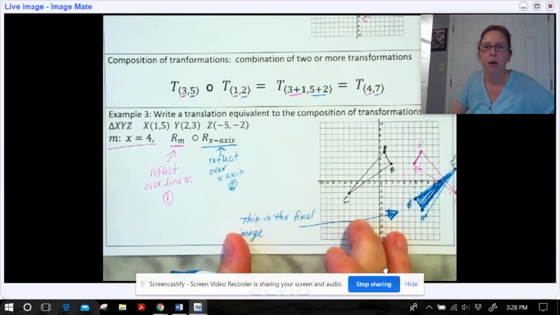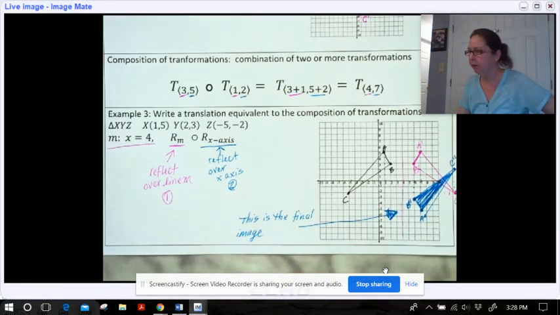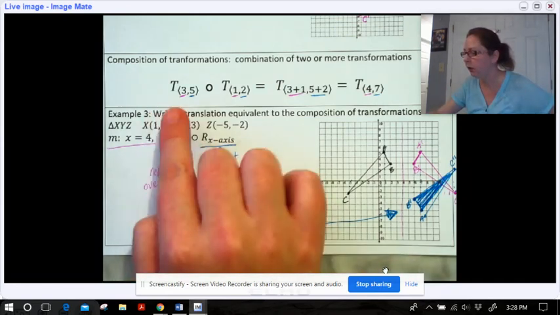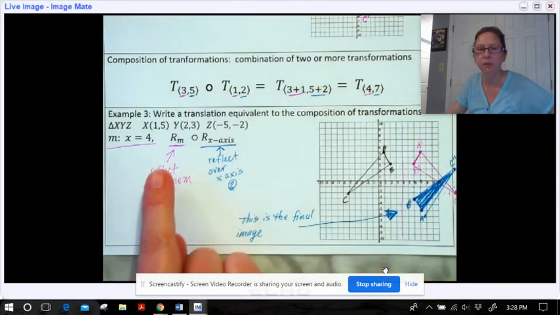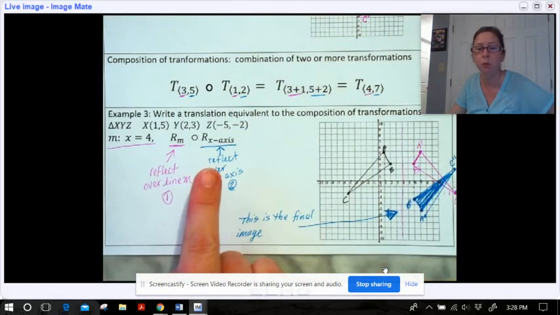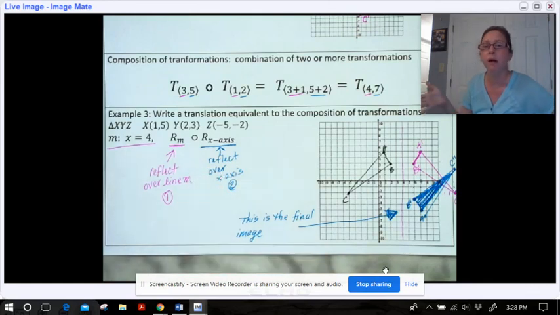Okay. All right, guys, that is everything that we are going to learn today on translations. And just notice that not only did we talk about composition of translations, we extended that into compositions of reflections as well. Reflections was our last lesson.